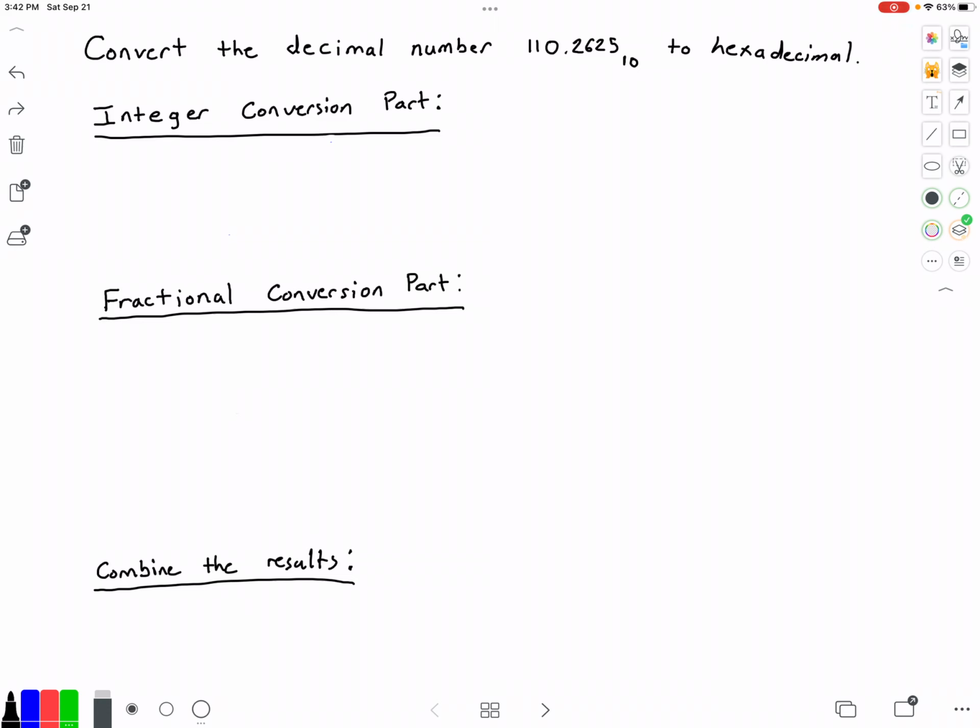And for the fractional part, we're going to multiply the fraction, which is the number after the decimal place, by 16 because 16 is the base for hexadecimal. And we're going to write down the integer part along the way. And we're going to continuously multiply the decimal part by 16 until we get 0 in our decimal place.